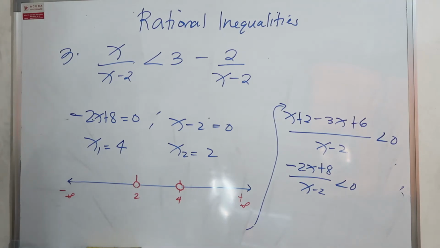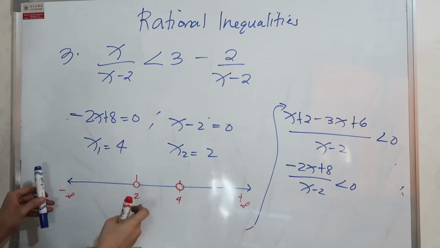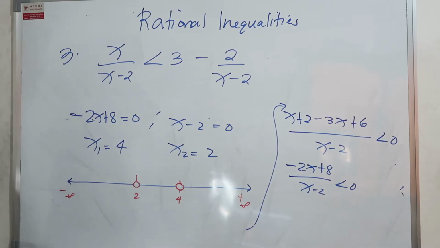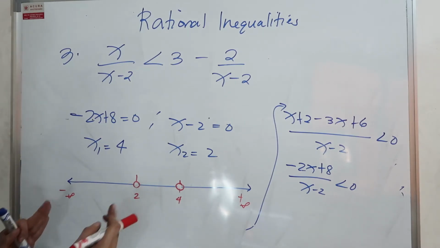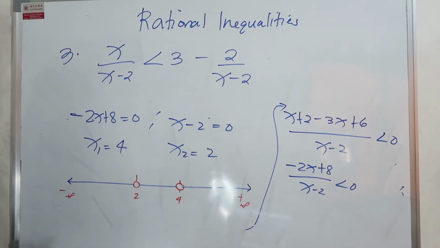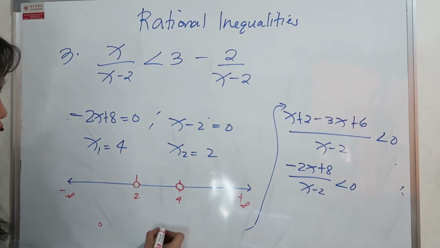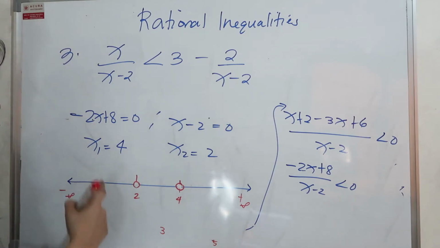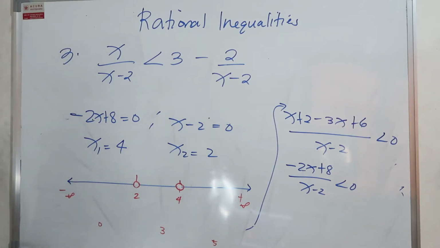So what will be the sign of the first interval? You can choose any number within the range. In the first interval, what number do you want? It's up to you, as long as it is within the range. Okay, 0. We choose 0, and for the second interval, 3, and then 5. So what will be the sign of the first interval?